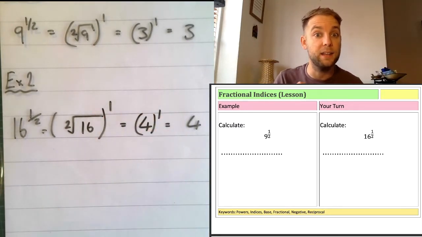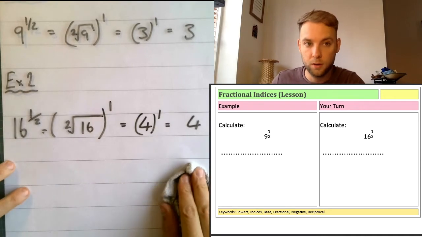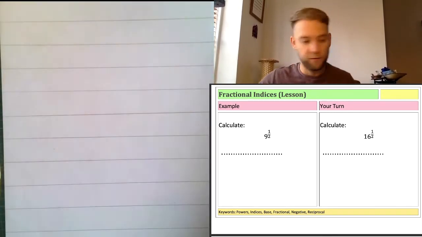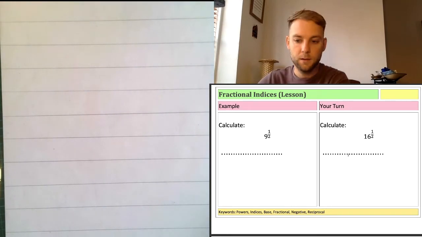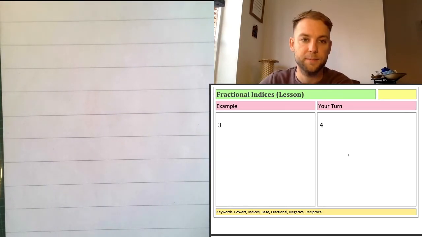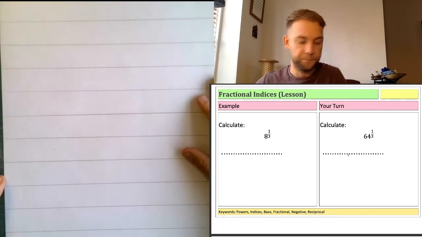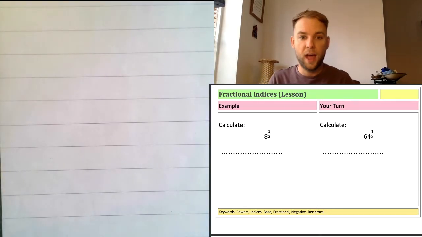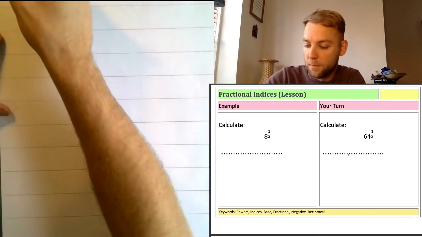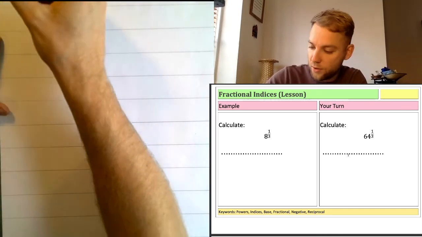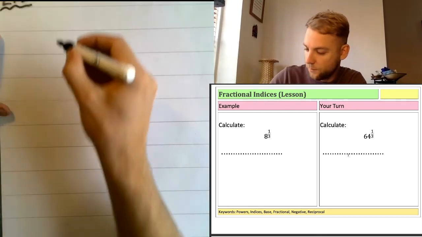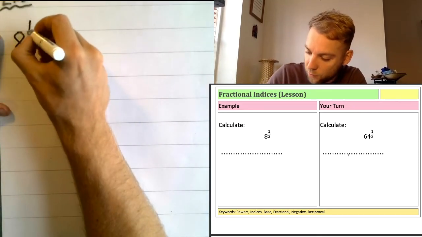Again, make sure they are in your notes. If you need to pause, then pause. So let's have a look now. In fact, let's just check those answers. What were they? 3 and 4? 3 and 4. Yeah, perfect. Okay, let's have a look at this next one. So, look at this now. This is 8 to the power of a third. So this is example 3. Now we should be starting to get this now. So 8 to the power of 1 over 3.